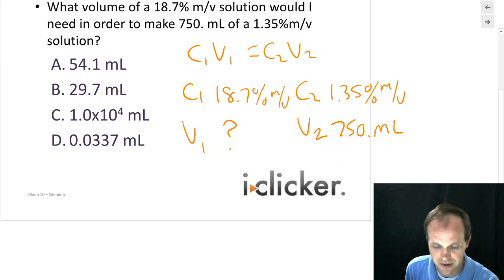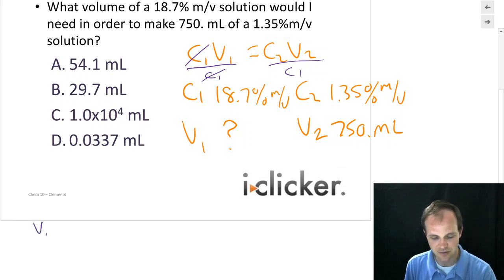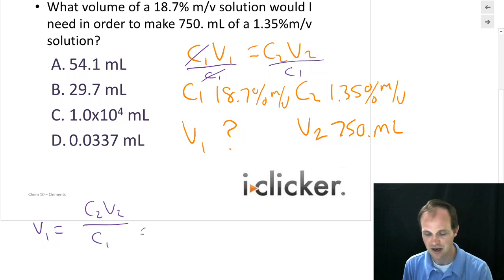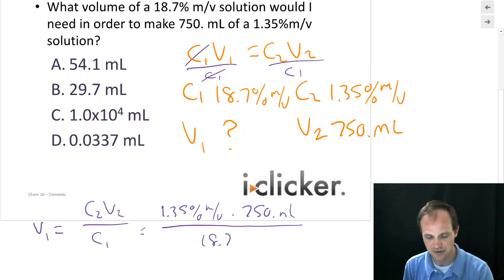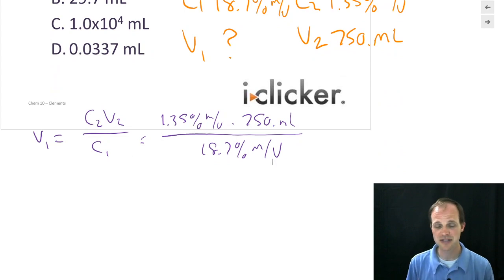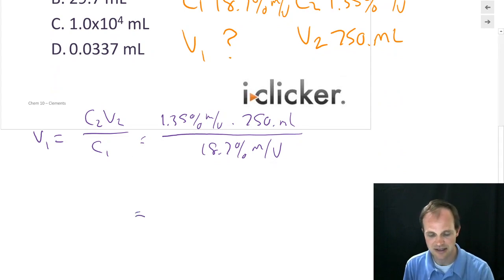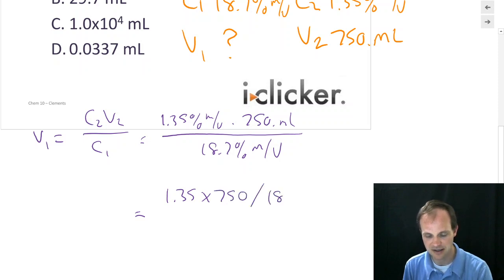We're solving this for V1, so we're going to divide both sides by C1, so that cancels on this side, and we get that V1 is C2V2 over C1. Copy this from our table: 1.35% M over V times 750 milliliters divided by 18.7% M over V. And like I said before, we don't need to put the percentages or anything like that in our calculator. What I type in my calculator is 1.35 times 750 divided by 18.7.